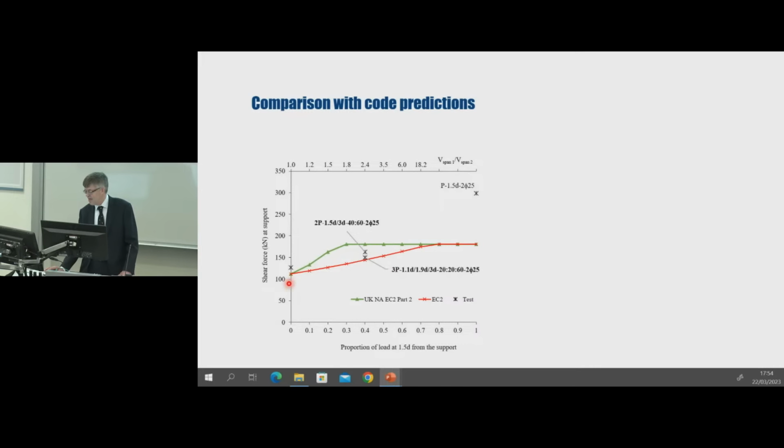This slide compares the measured shear resistances with those calculated using the design methods given in Eurocode 2 and the UK National Annex to Eurocode 2 Part 2, which uses the BS8110 method. What we see is that the BS8110 method overestimates the shear resistance of the beams simultaneously loaded within and outside 2D of the support. We also see that both methods significantly underestimate the shear resistance of the beam just loaded at 1.5D from the left-hand support.